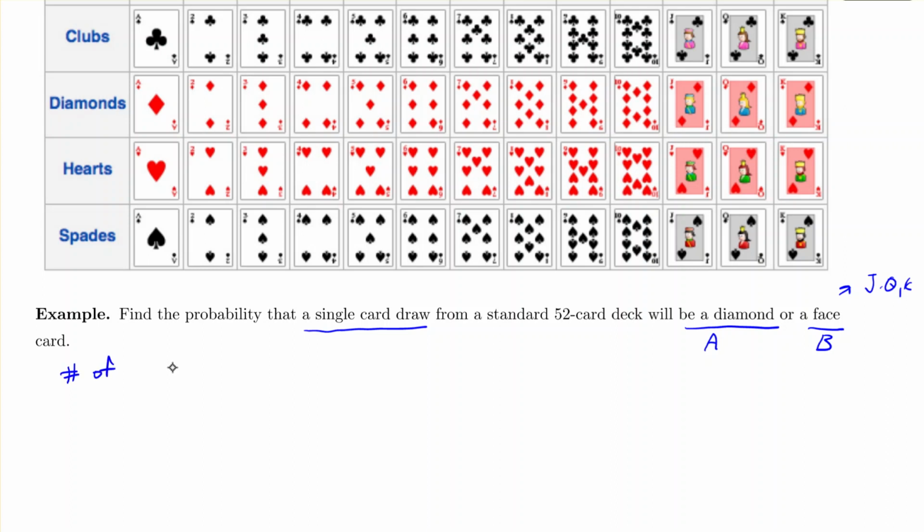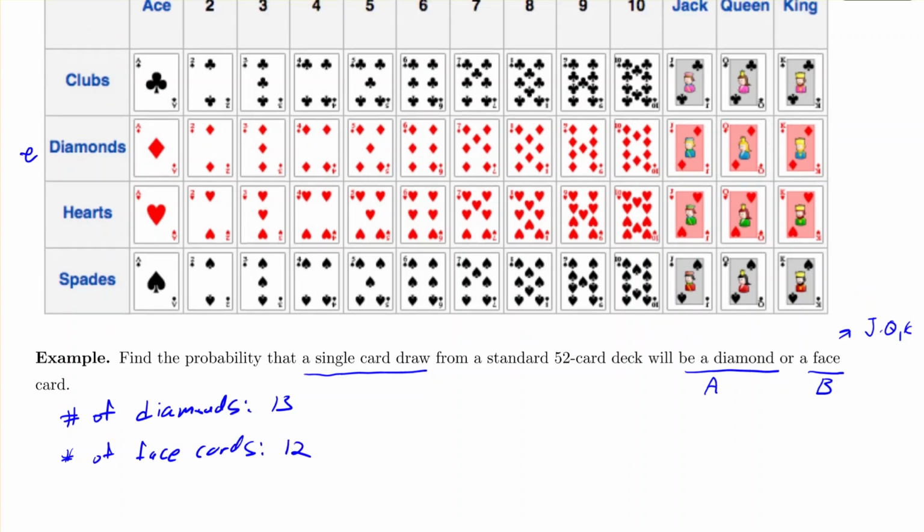Number of diamonds. How many diamond cards are there? Diamonds are here. We have a total of 13 diamonds. How many face cards are there? There are a total of 12: 3, 3, 3, 3. So we have a total of 12 face cards.